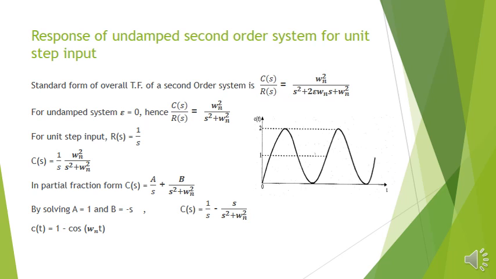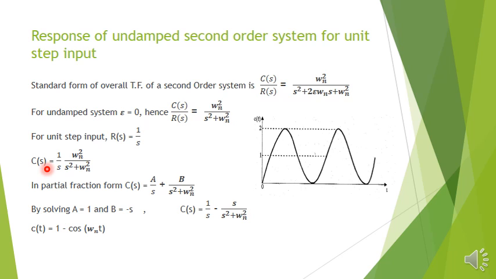substitute zeta value 0 in this expression, we will get C of s by R of s equal to omega n square by s square plus omega n square. So if we equate the denominator to zero, we will get s equal to plus or minus j omega n, which is complex. Now for unit step input, R of s equal to 1 by s. So what happens to the response in s domain?